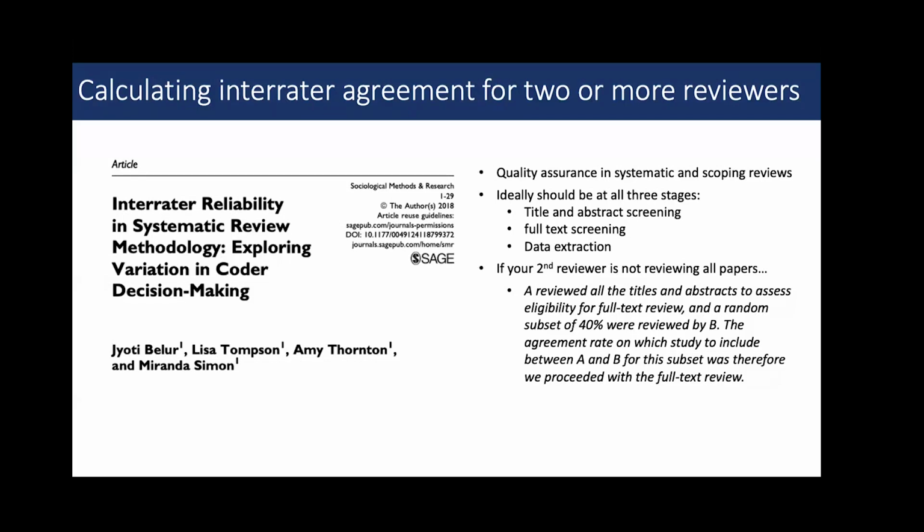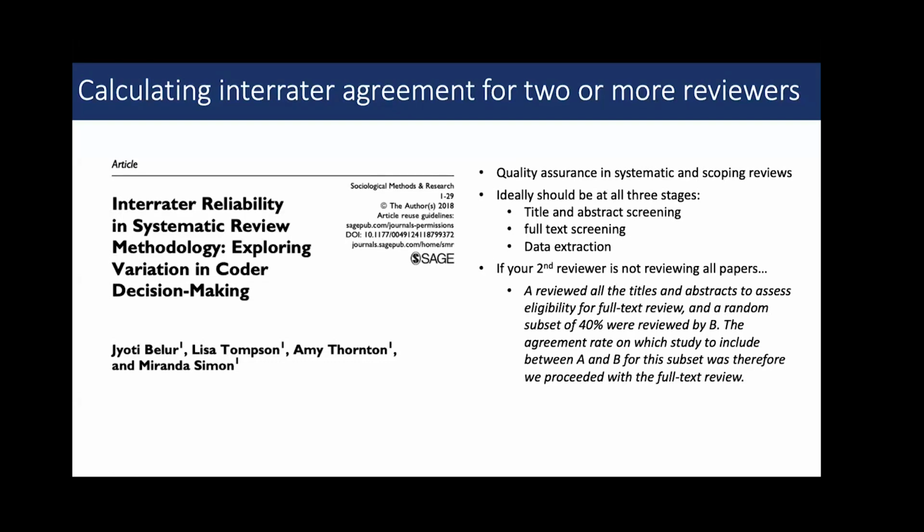Ideally, it should be done in all three stages, including title and abstract, full text, as well as data extraction. Most of the people I've seen haven't reported it yet, but I think one justification, especially if your second reviewer is not reviewing all the papers, is that it is really a good choice. In my case, my title and abstract stage usually has around 10,000 papers, which I can handle, but it is not easy to find a second reviewer to review all the papers on short notice.